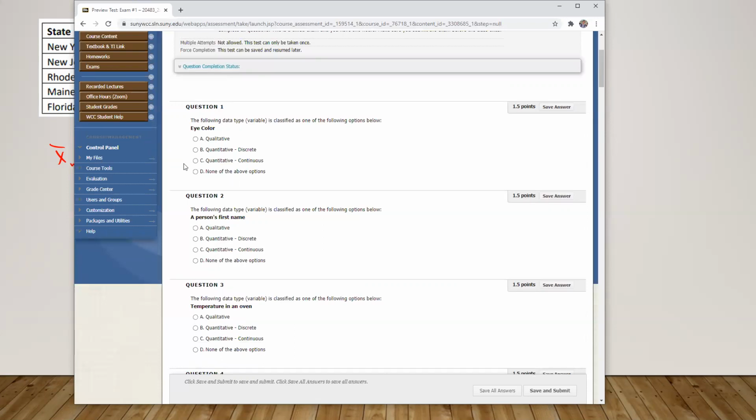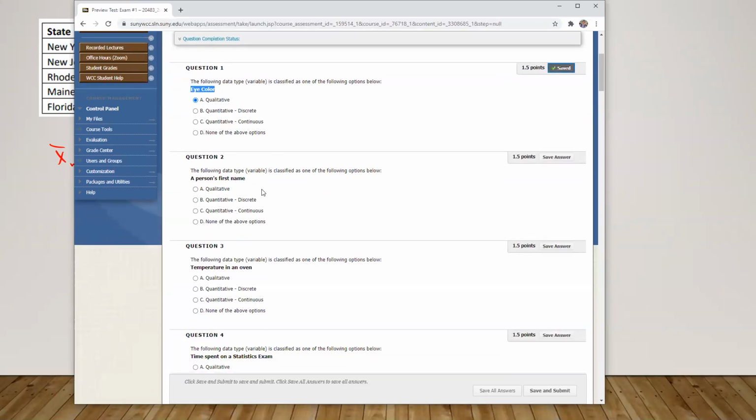Okay. So like, for example, I'm going to give you the answer to problem number 1 on the exam. So nobody should miss it. Okay. It says the following data type variable is classified as one of the following options below. So if we were to have the variable eye color, okay, you'd have to select, is it qualitative, quantitative, discrete, quantitative, continuous, or none of the above? Well, eye color we know is a qualitative variable. So you would just click this. And then when you're ready, when you're sure that's the answer, you click save answer and boop, save, you're good. Okay, and then you go to the next problem, okay?